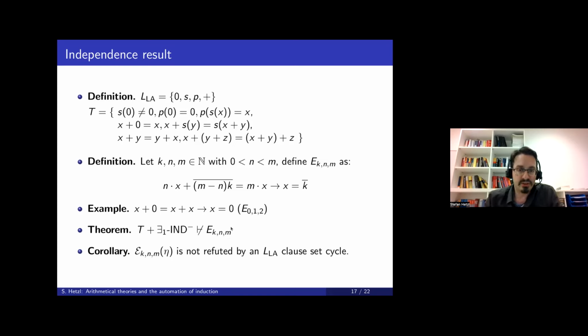At this point, this is a purely logical result that has nothing to do with computer science or class logic anymore. But of course, again, it gives a corollary, namely that E, K, and M, if you write it as a class set, cannot be refuted by any class set cycle in this language. And it means it cannot be refuted for any K and M. Here at the beginning the theorem says: for all K and M with zero less than M, T does not prove.